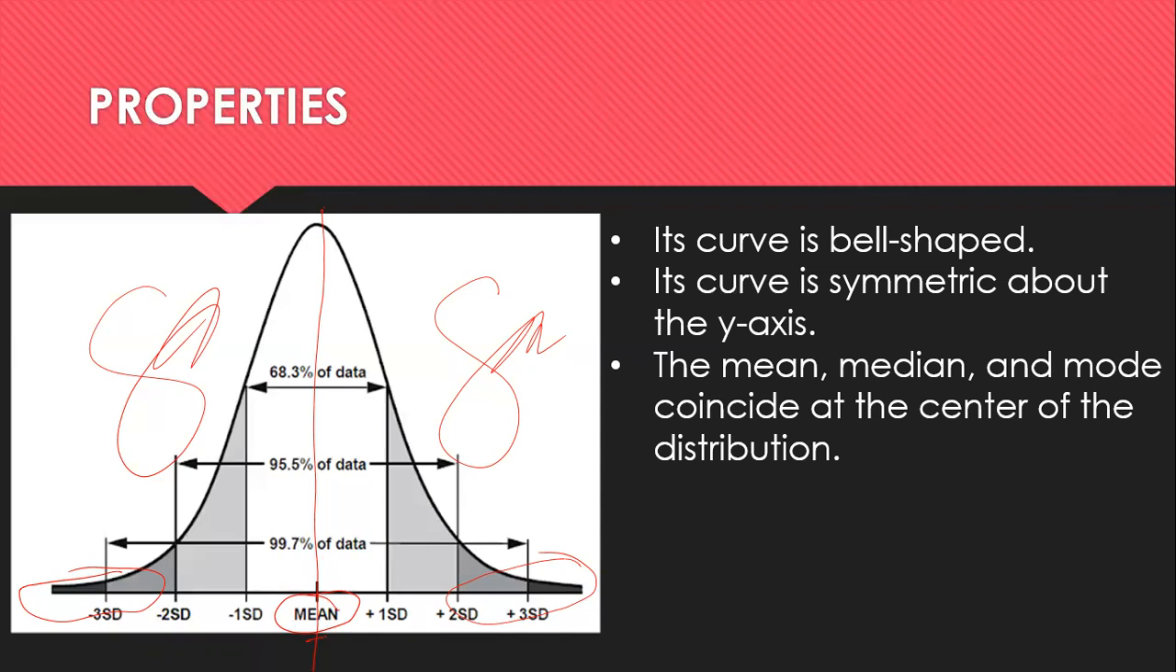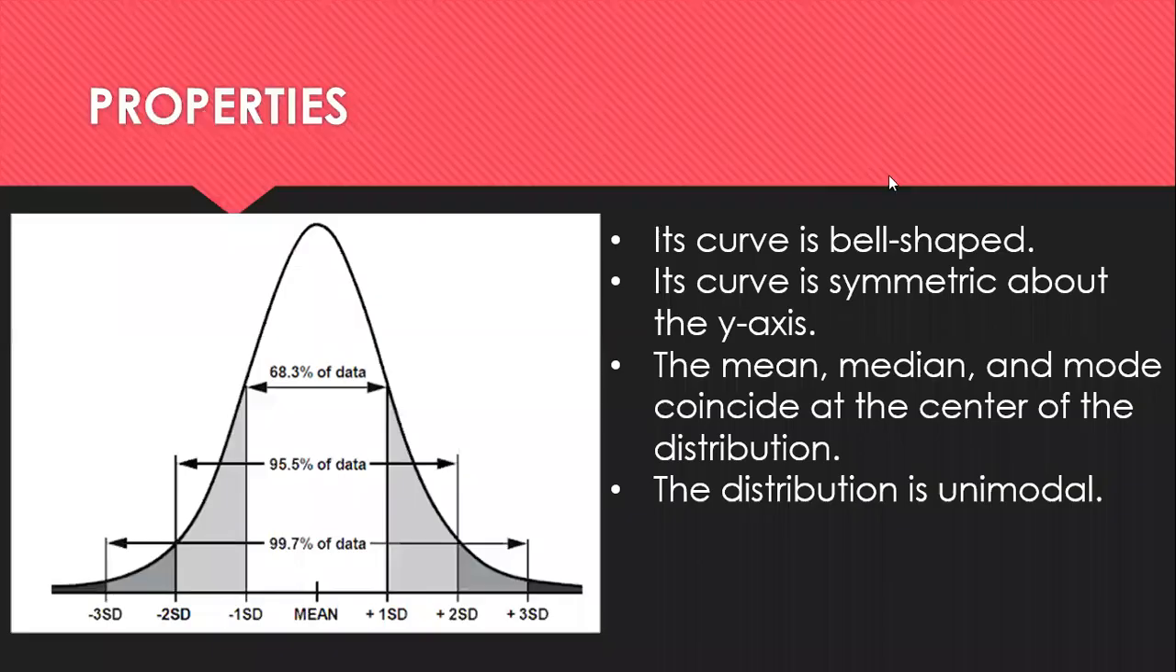Next is the distribution, dapat the distribution is unimodal, meaning dapat isa lang yung mode niya. Say for example, the mode, yung pinaka nagbabalik-balik na number, is 5, dapat yun lang talaga yung mode niya. Kasi dapat the distribution is unimodal.